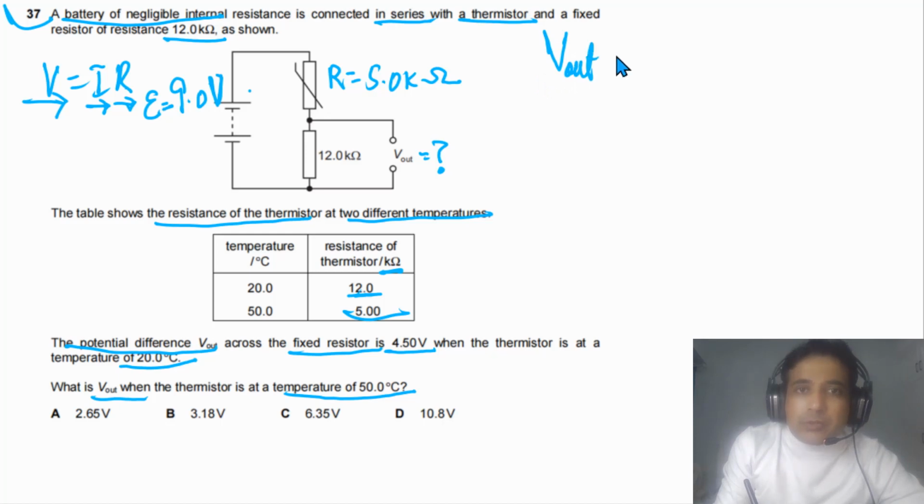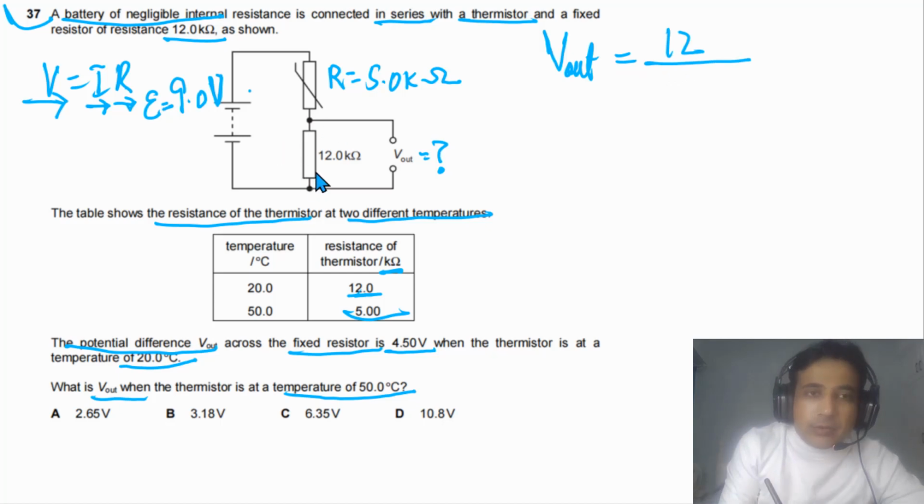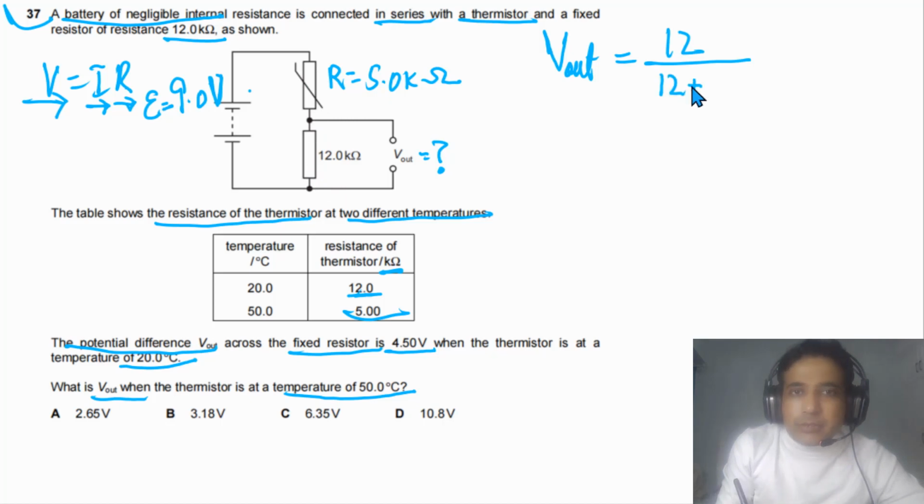So the V out has to be equal to 12 divided by, I mean the resistance of this resistor divided by the total resistance of the circuit. The total resistance of the circuit is equal to 12 plus 5 kilo ohms. So we need not write down kilo because that will be cancelled. If you still want to write it down for better understanding, you can also write 10 to the 3 kilo ohms, multiplied by the EMF of the power supply, that is equal to 9.0 volts.